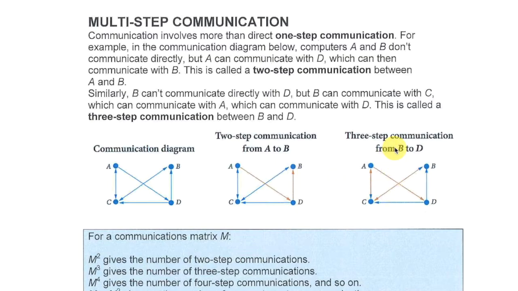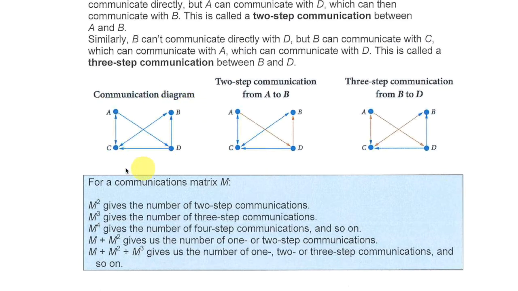If we now consider the idea of going from B to D, as you can see, we can't directly go from B to D, so there's not a one-step communication between B to D. But if we start from B, what we can do is go down through to C, up to A, and then down through to D. So in this way, we can go from B to D, but we do it in three steps. So 1, 2, and then 3.